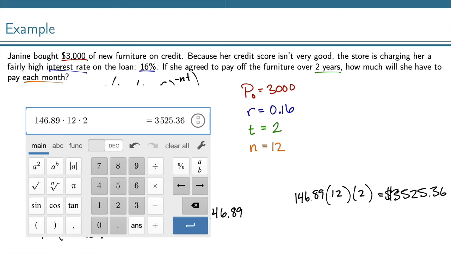And comparing that to the initial amount, she got $3,000 worth of furniture. And after just 2 years, she paid $3,525. That's a huge increase. And so, buying things on credit, you have to take that into account and realize, well, how much are you really paying, and does that make it worth it?